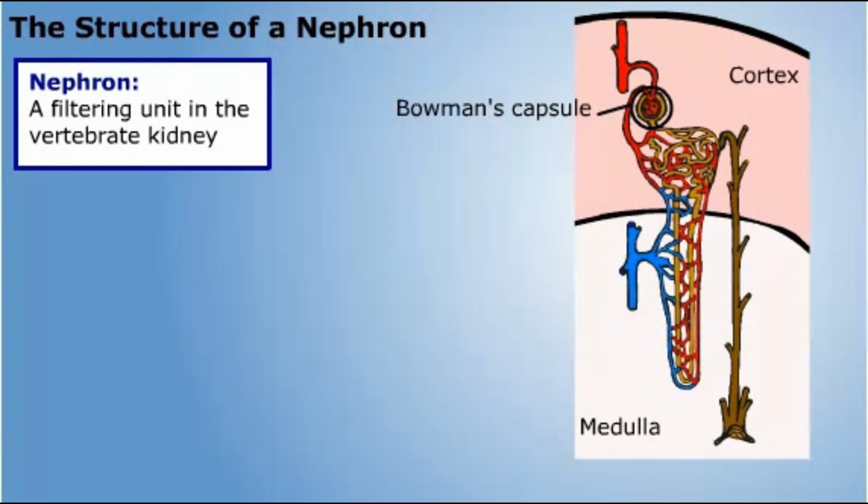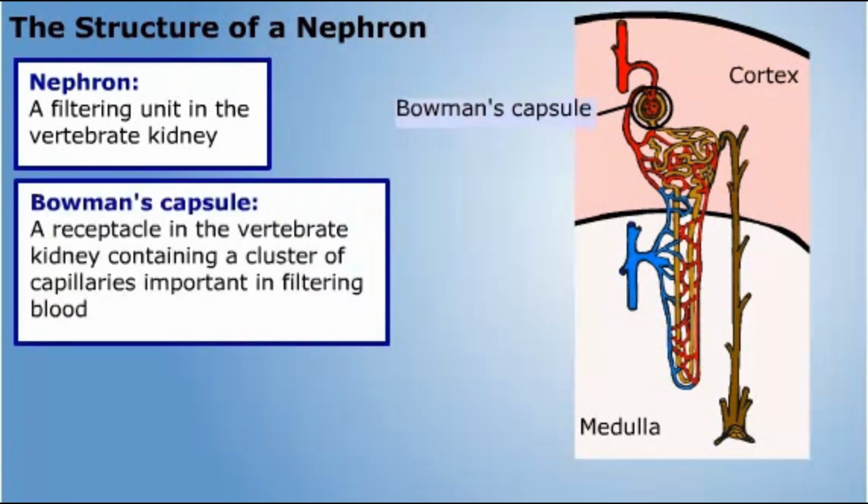Each nephron is equivalent to one of the nephridia that we saw in the earthworm. A similar filtering principle is involved here. However, the funnel leading to the coil tube now encloses a cluster of capillaries from the renal artery. This structure is called a Bowman's capsule. Notice that the Bowman's capsule and the outer part of each nephron lies in the cortex of the kidney. The inner part lies in the kidney's medulla.